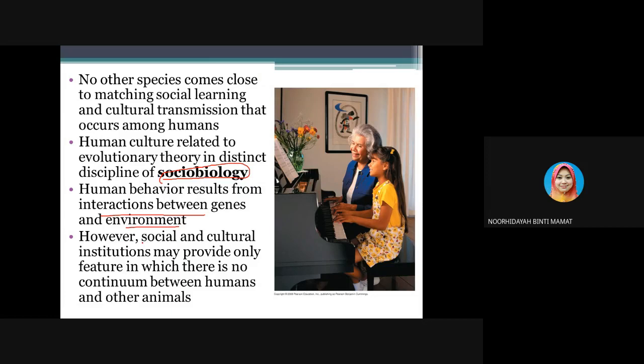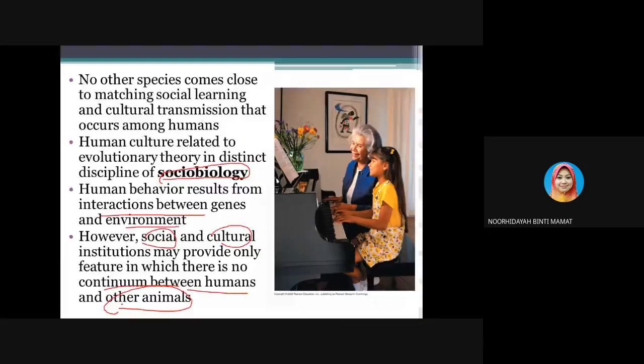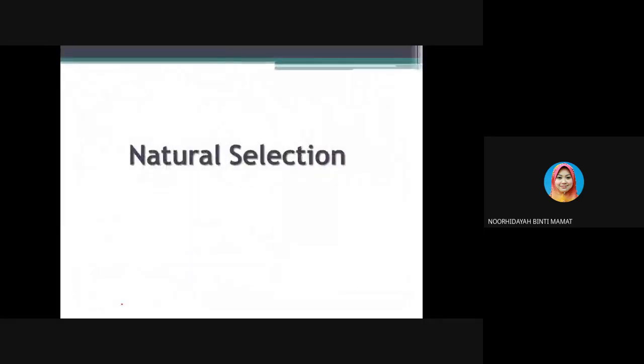However, social and cultural institutions may provide only a future in which there is no continuum between humans and other animals. Okay, so that is a brief about the evolution and human culture. So we move to the last topic in the evolution in behavior, which is we want to talk a little bit about natural selection.